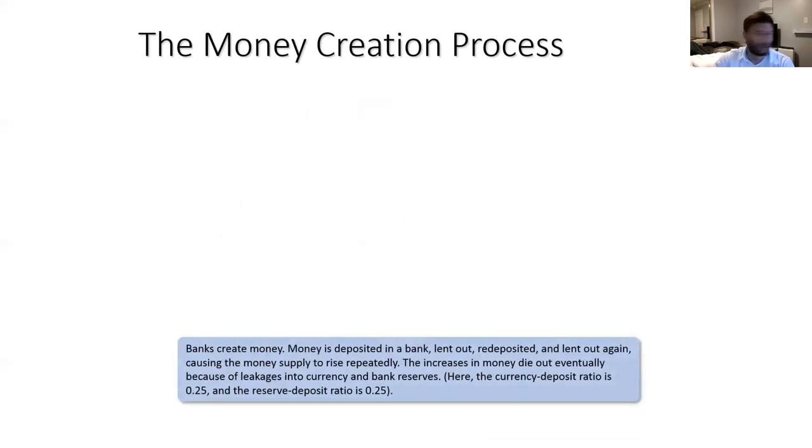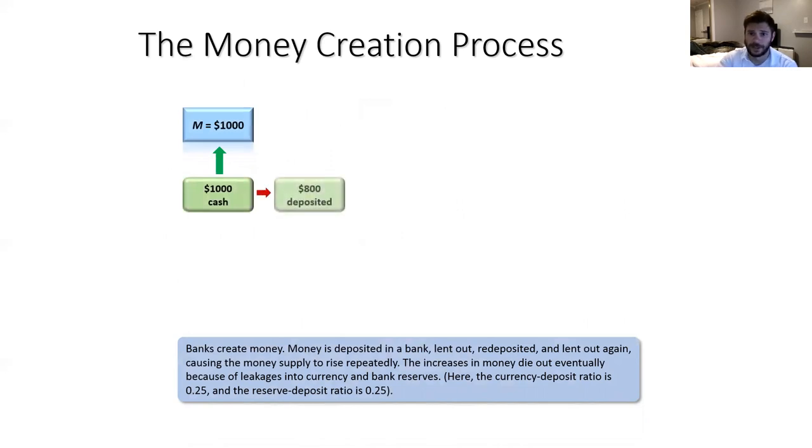To summarize the money creation process, we started out with $1,000 in currency, and that was a $1,000 money supply. Consumers deposited $800 of that into the bank, so there are some offsetting effects between cash and deposits, and still the money supply is $1,000. But then the bank takes $600 of that $800 and lends it out in cash, and that cash pushed the money supply up to $1,600, another $600 added to it.